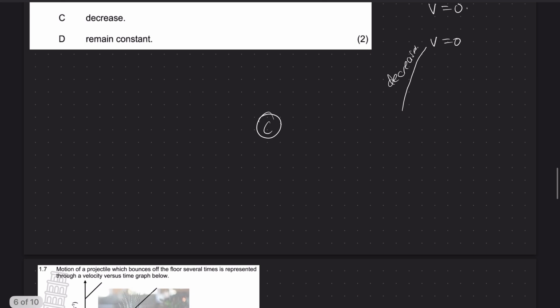You can think of it like this. If it's thrown upward, let's go again with 10 meters per second, and it goes up to maximum height where the velocity is 0. What has happened to the velocity? It went from 10 to 0, meaning it decreased.